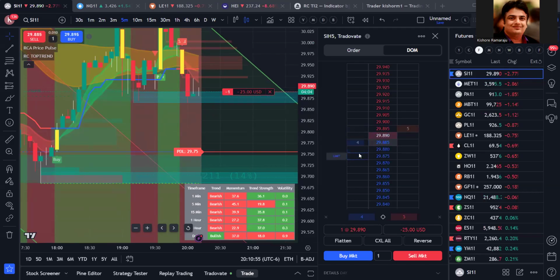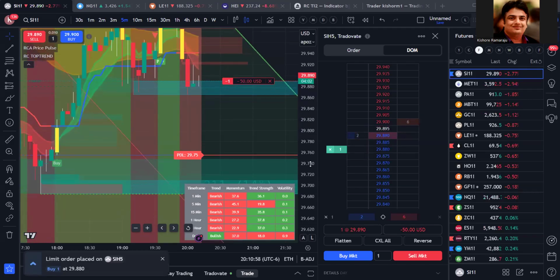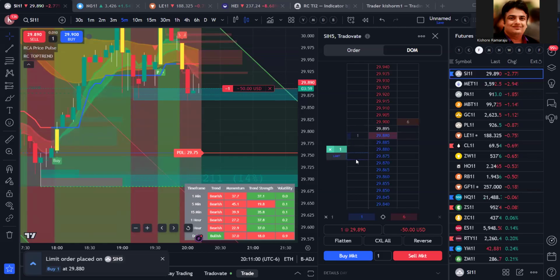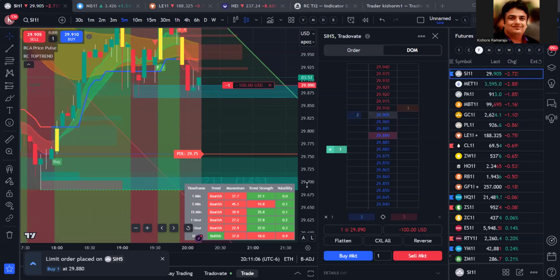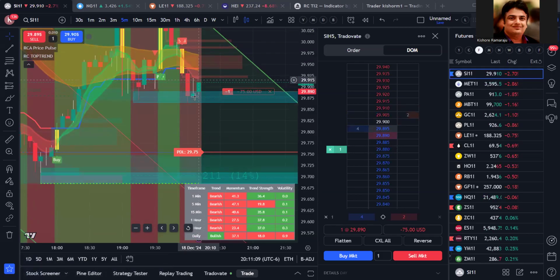So again, when you are copying it in multiple accounts, even if you make $50, right? For example, I sold at 890. If I buy back at 880, even if I make $50 with 10, 15 accounts, if you are copying, you can make $1,000 just with one simple trade.